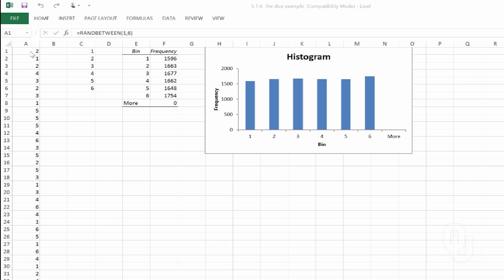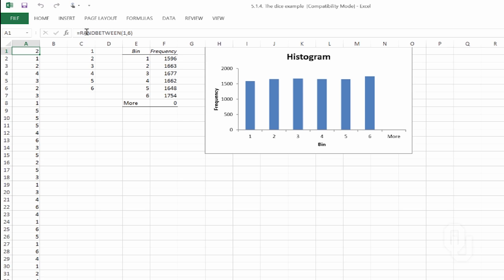For example, what we're using here is the RANDBETWEEN function. The RANDBETWEEN function in Excel randomly chooses a number. It uses its own random number generator, which may not be the best random number generator out there. I've heard there are some problems. There's some research that suggests that the random number generator in Excel is not exactly random. However, for our purposes, it's good enough.